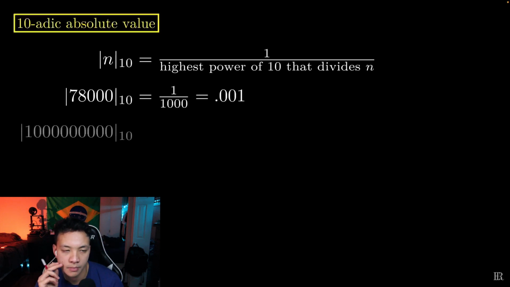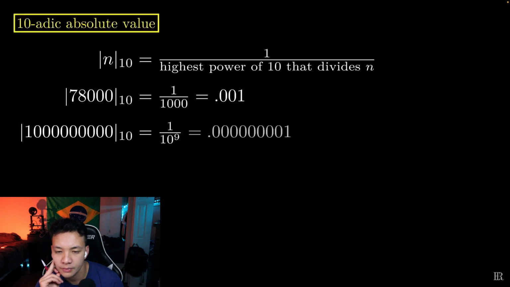What is the 10-adic absolute value of 1 billion? 1 billion is divisible by 10 to the 9th, but not 10 to the 10th. So its 10-adic absolute value is 1 over 10 to the 9th.